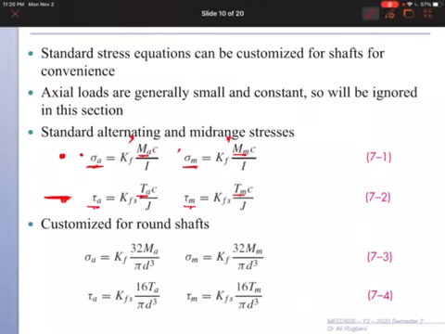You see here we have stress concentration in all formulas, and that stress concentration will be there if you have a point with stress concentration, if you have a change in diameter, if you have a notch, if you have a hole, if you have a groove on the surface, then you need to consider stress concentration for fatigue. Okay, and then these formulas can be customized for round shafts to give you these two formulas. So now you have mid-range and alternating normal stress and mid-range and alternating shear stress.